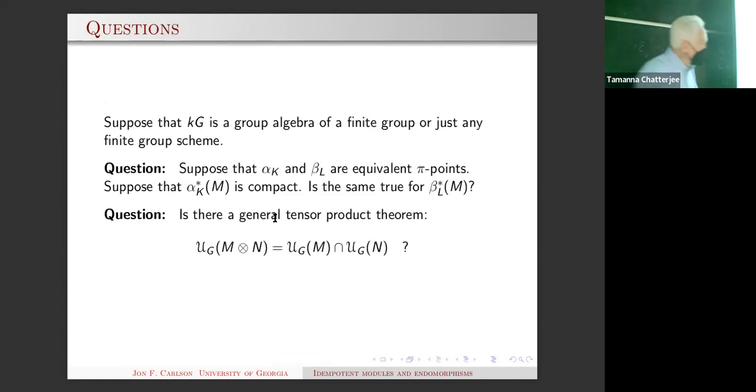Okay, so I'll just leave you with this. There are two problems that I wish I could answer, but I can't. What we don't know, in general, is if we've got equivalent pi points, and I restrict along one and get a compact object, whether the same is true if I restrict along another. And I don't know what happens if you have a general tensor product now. So at any rate, I'm over. Thank you very much. I'll stop there.